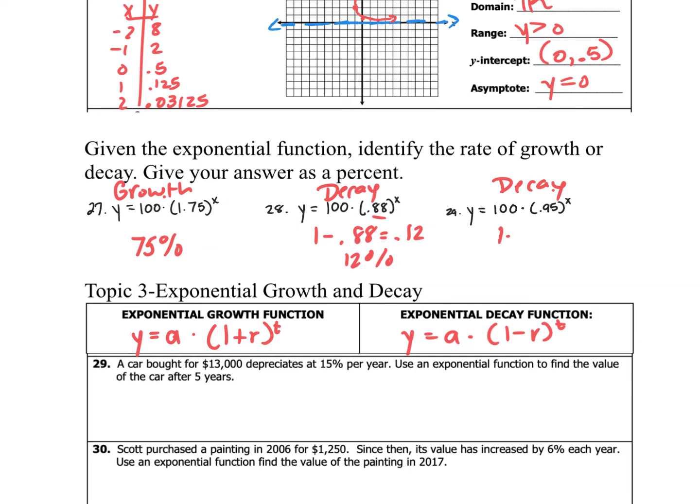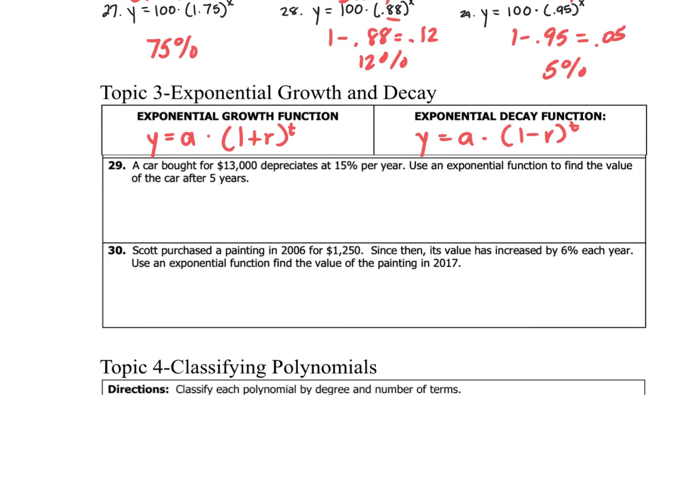And then 1 minus 0.95 is 0.05. So this is decreasing by 5%. You will have, I think, 3 of these on your test, at least 2. So make sure you understand how to calculate the percentage of growth or decay. All right, now a couple growth and decay problems, one of each on your test.